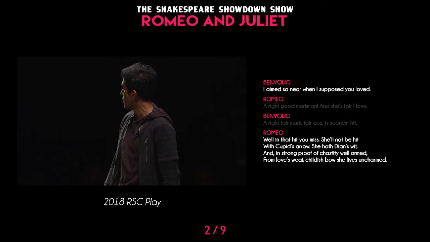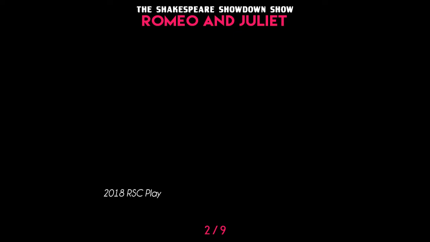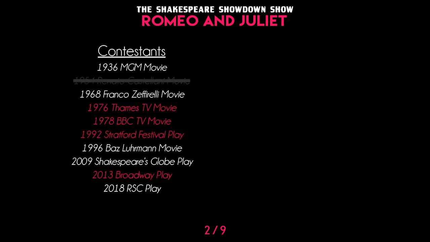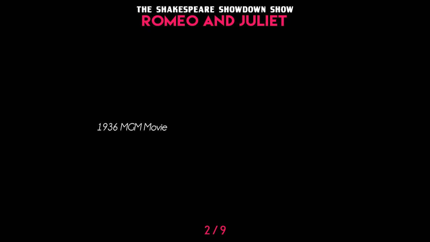So, for these reasons, I'm going to make an executive decision and say that the 2018 Royal Shakespeare Company play will not be an elimination nomination. It passes, but it's close. It's not as good as the Globe version, but it does pass. But it's close. It's on very thin ice moving forward. And now we will move on to our final category of Romeos, starting with the 1936 MGM movie.